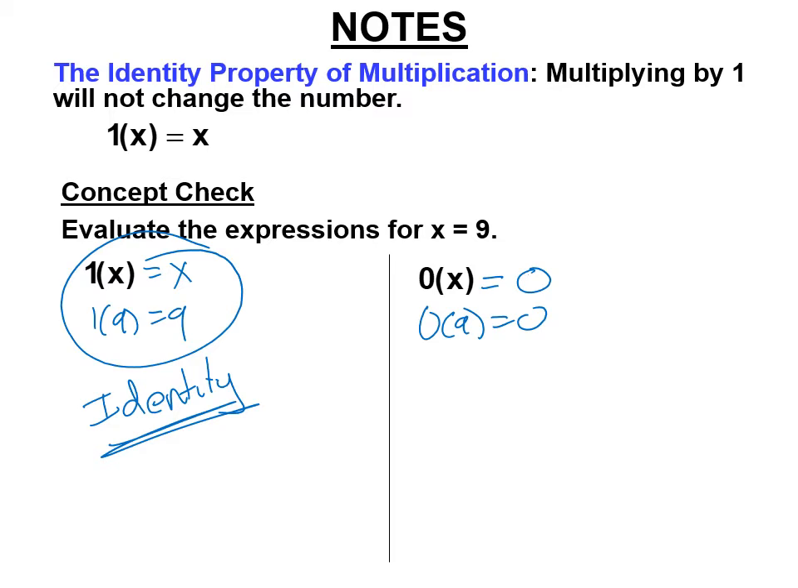That over there is called the zero product property. If two numbers multiply to make 0, one of them or both of them had to be 0. You don't have to know that one yet. That's next year for you guys. This one is identity. Multiply by 1, the number doesn't change.